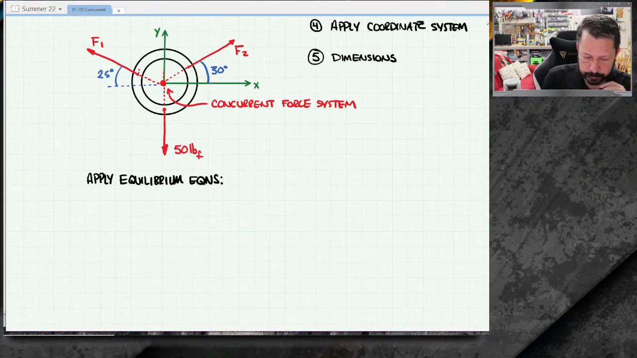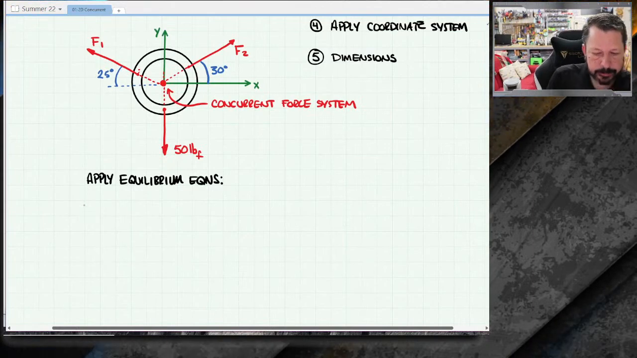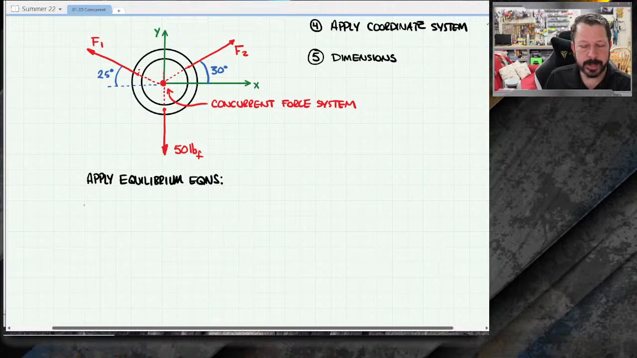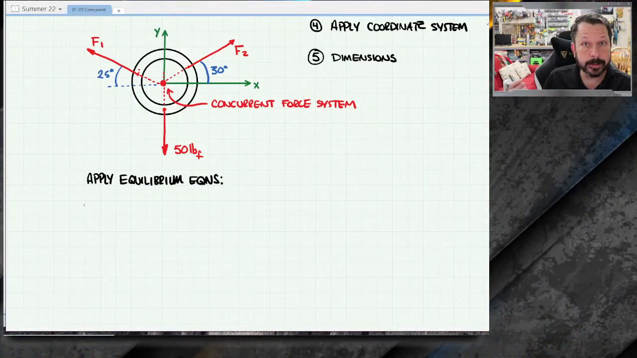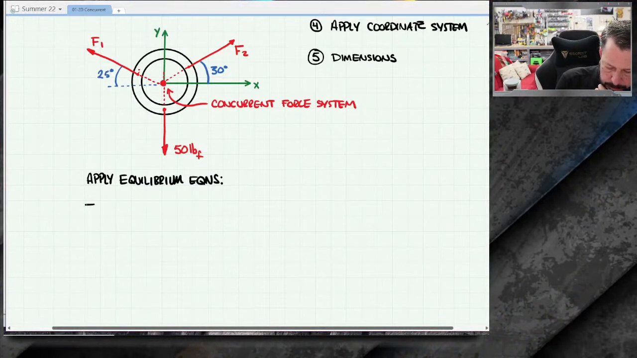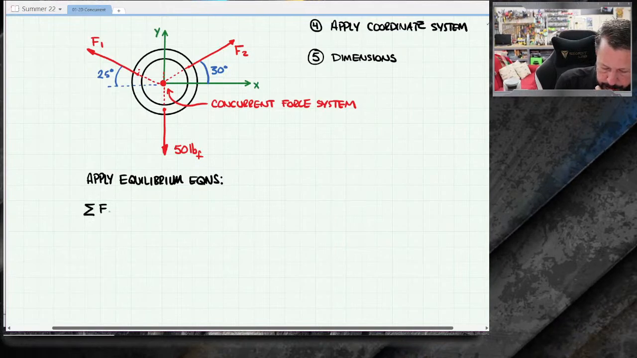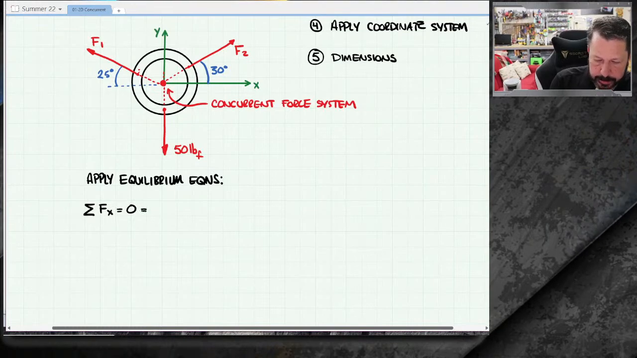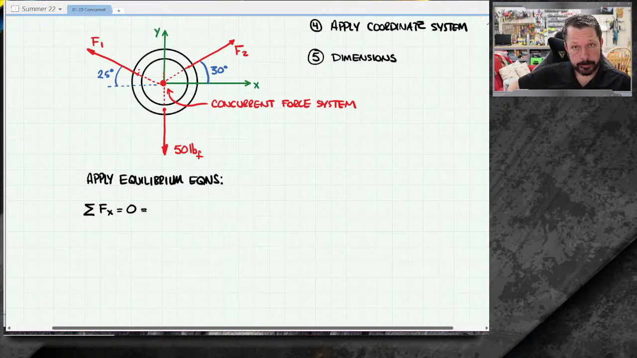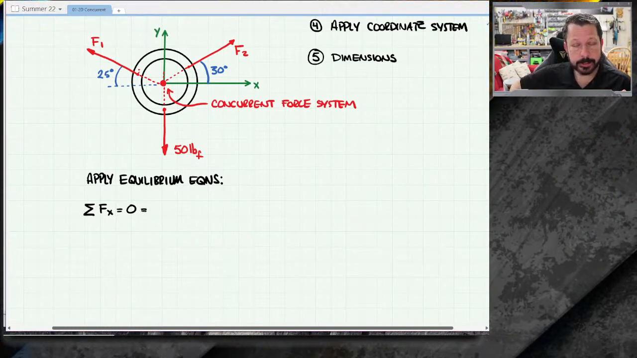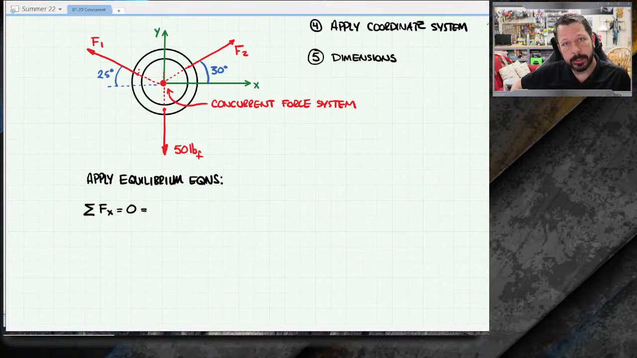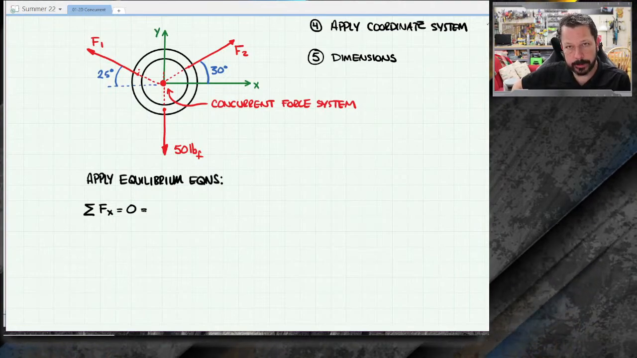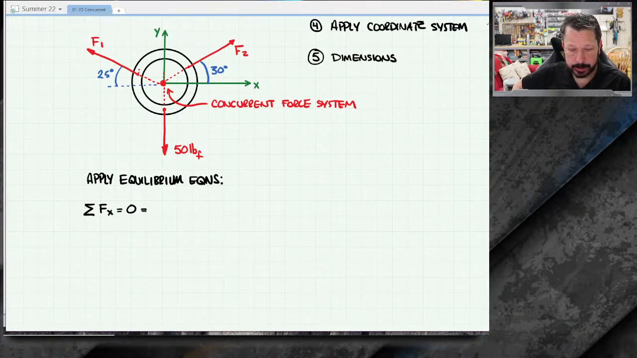All right. So let's just write these. If you're not sure which one to write first, then just pick one. And if you can't solve it, then you can write the next one. So summation of forces in the X direction equals 0. That is, the 50-pound force has no X component. It's completely vertical, only in the Y direction, so it does not enter this equation. I'm only looking for X components of forces.